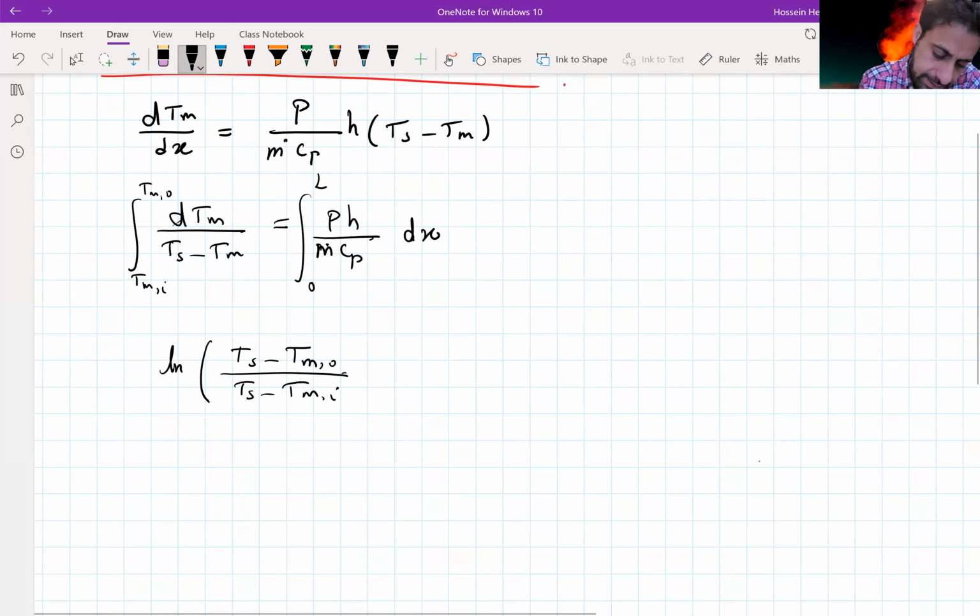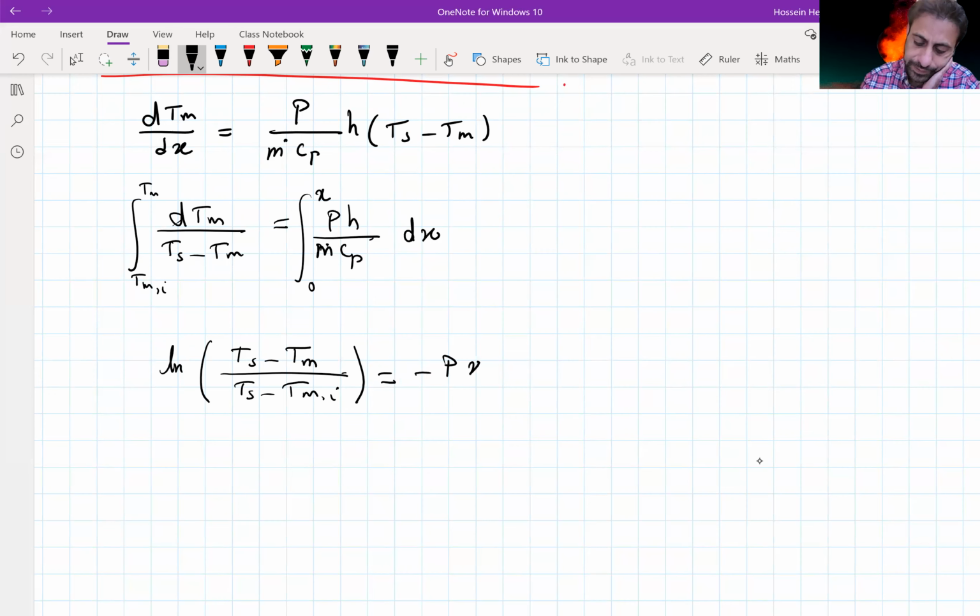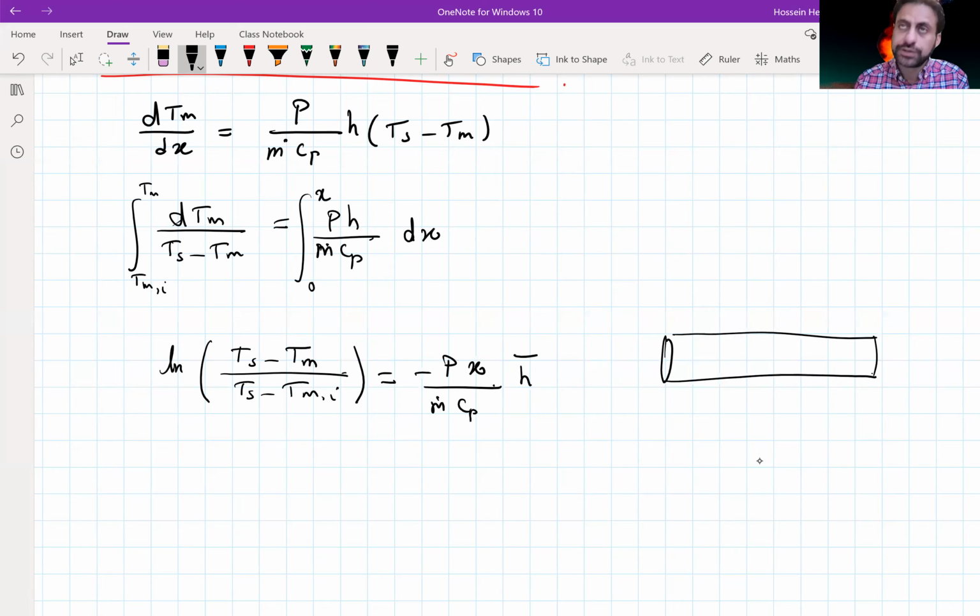Or, you know, I can make it to any location, so I'm just going to replace this with respect to x. So this would be the integral of that. It's going to be equal to minus P x over m dot Cp, and I'm just going to make it h average along the length of the pipe. So let's say this is the pipe that we are looking at, and this is the x direction from 0 to L. Here is Tmi, here is Tmo, and h is the average heat transfer coefficient.